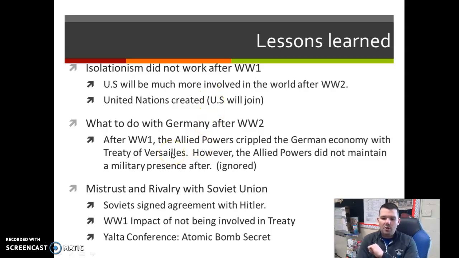Then it comes to tackling the question, okay, what are we going to do with Germany, which we'll get to throughout this unit as well. But basically, I think it's the opposite of what we did after World War One. After World War One, we punish and we leave. After World War II, we're going to maintain a presence there and help them rebuild to avoid what happened the first time after World War One.